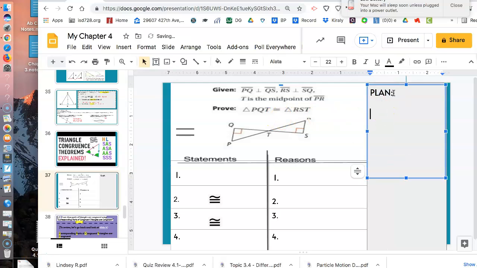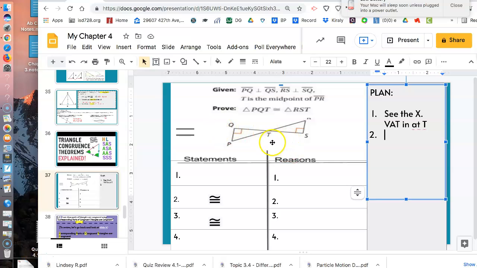First of all, we clearly only have one pair of angles because of the right angles at Q and S. So we have to look at that and say, what do we see? I see that X in the middle. That's going to trigger the vertical angle theorem at T. So these angles at T are going to be congruent by the vertical angle theorem. So I know I'm not going to go side, side, side. Why would I if I just got two pairs of angles?